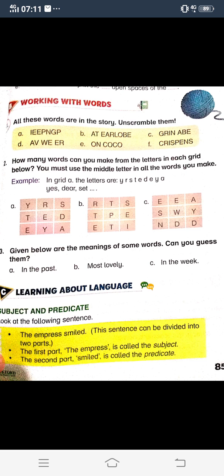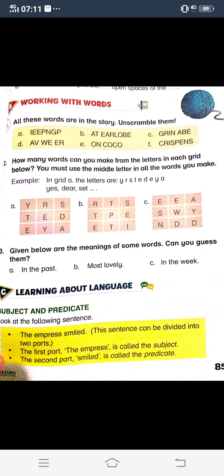Look at C3. Given below are the meanings of some words. Can you guess them? In the past, look at A, it shows yesterday. The spellings in A are showing that it is yesterday. Most lovely is prettiest. When you arrange the spelling of word box B, it will be prettiest. C is in the week. Which day comes in a week? When you arrange the spelling of C using the middle letter, it will be Wednesday.